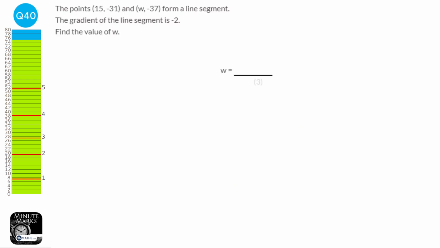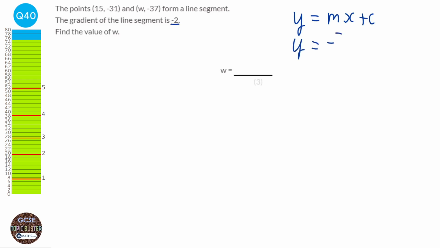So we're going to start by understanding that all lines form or can form an equation y equals mx plus c, with m being the gradient and c being the y-intercept. It says here the gradient is -2, so we've already got a bit of a head start with this, but we don't know what the y-intercept is. So we're going to use this first set of coordinates to work out what the y-intercept is.